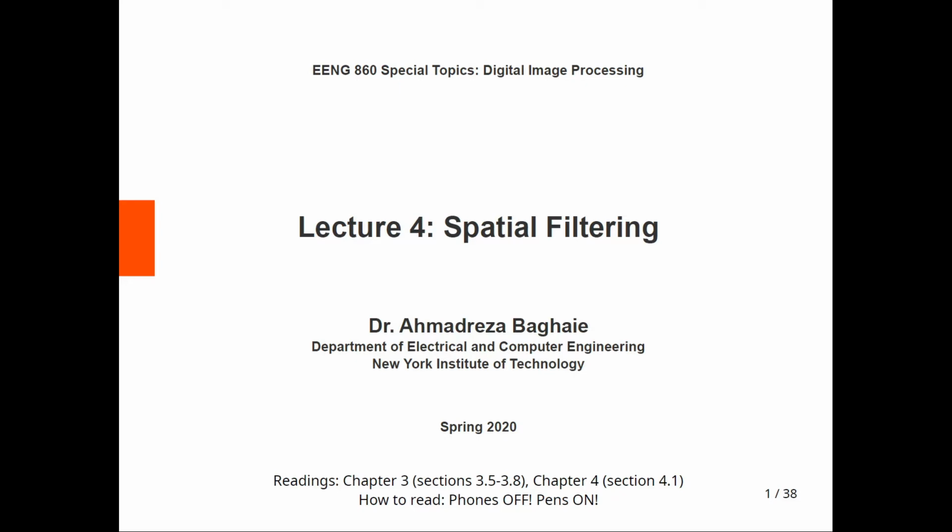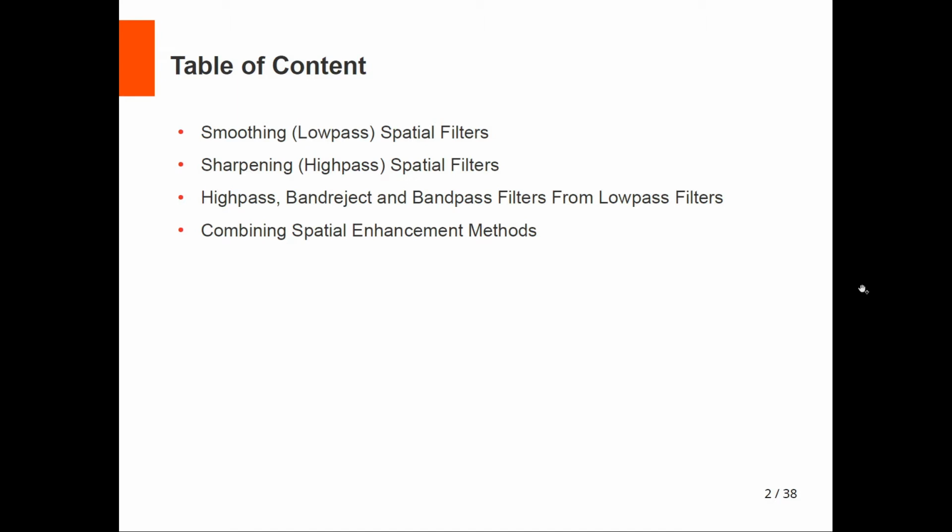In today's lecture, I want to continue the talk on spatial filtering, and then at the end, I will give a brief introduction to Fourier transform that will be covered in much more detail in the following lectures. So, in today's lecture, I will talk about the smoothing or low-pass spatial filters. I will talk about sharpening or high-pass spatial filters. I will talk about high-pass, bandreject, and bandpass filters and how we can make them by only using low-pass filters.